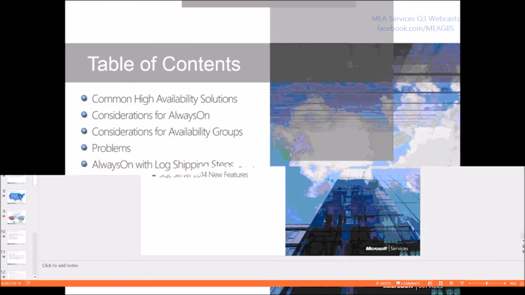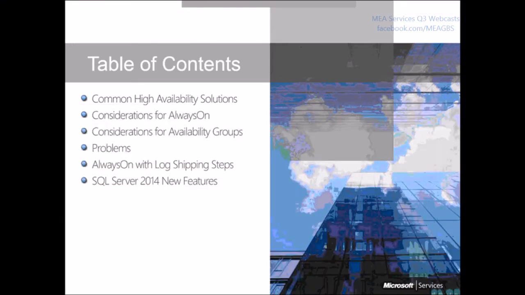So we'll start the session looking at the table of contents. To begin with, we'll be looking at common high availability solutions and limitations, if any. We'll also then review the considerations for AlwaysOn and AlwaysOn availability groups. We'll then quickly look over some known issues that you should be aware of. We'll then focus on how to implement LogShipping on a database that is actually already part of a SQL Server availability group. Lastly, we'll look at a single slide looking at the improvements of SQL Server 2014 new features in relation to AlwaysOn.